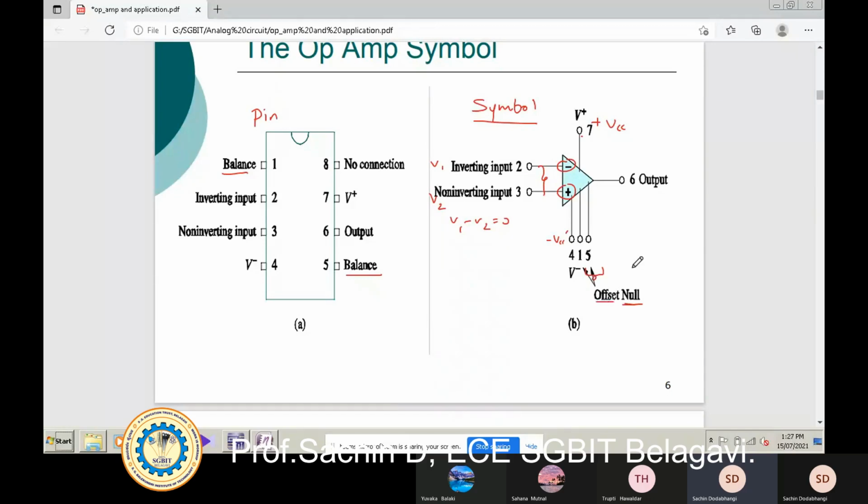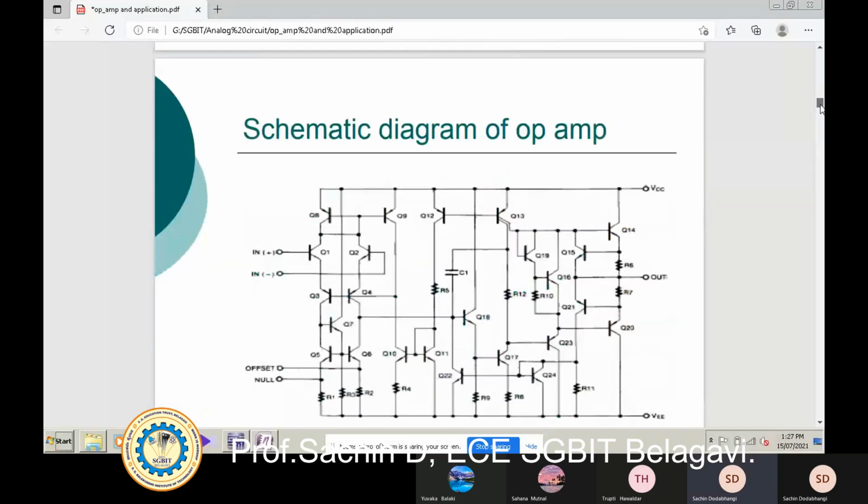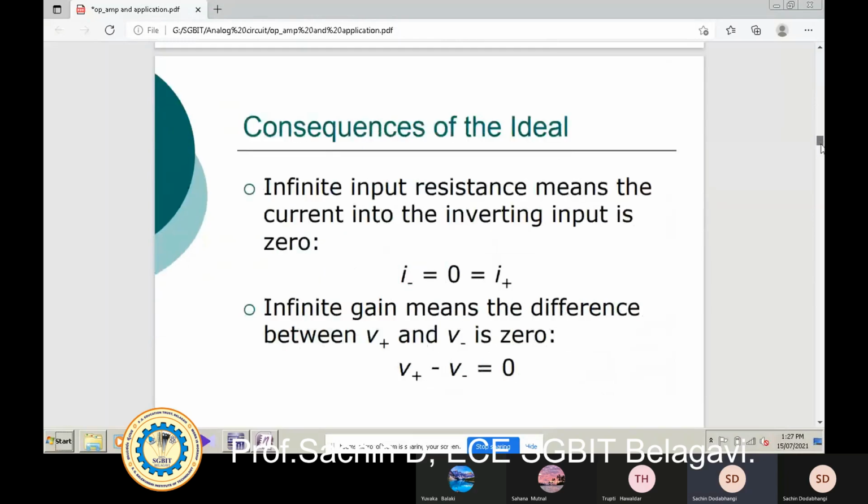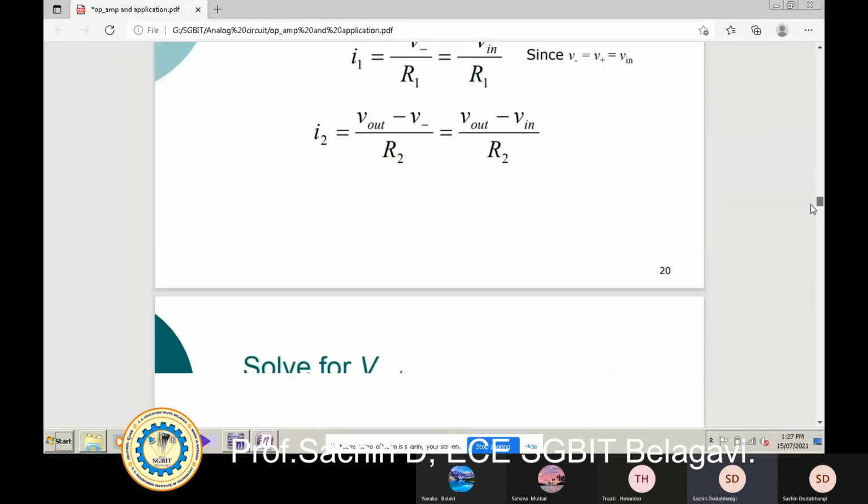Pin number 6 is my output. Pin number 8 has no connection, so totally 7 pins are working here. Next, this is the schematic diagram, the op-amp model. We have done all of this in the last class, so let's move directly on to our next topic, the difference amplifier.